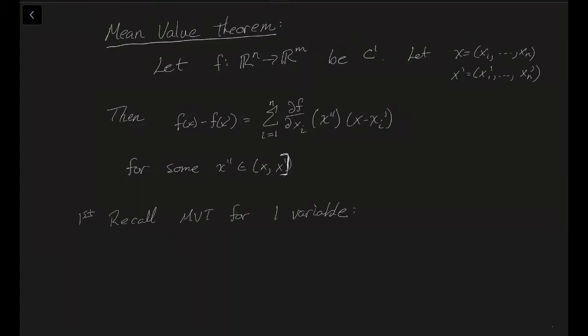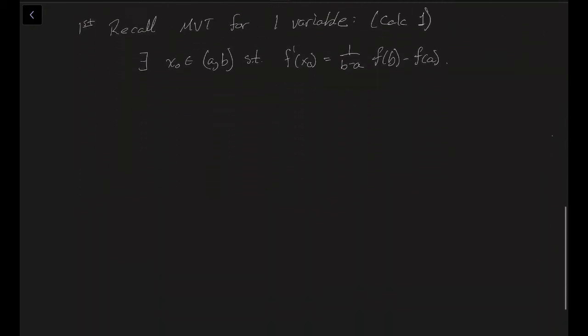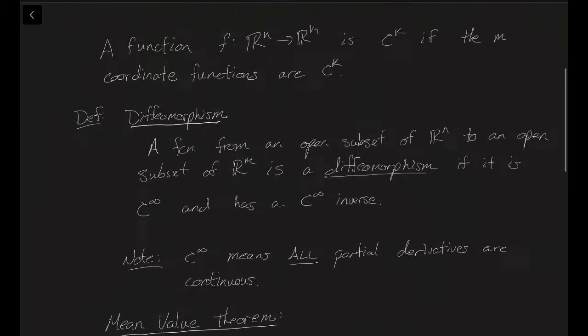Now, if we can recall the mean value theorem for one variable, this is something from Calc 1. It says that there exists a point on this line segment from a to b such that f prime of that point is equal to 1 over b minus a times f of b minus f of a. That is the average value of the function on that interval. Okay, so now let's prove this.